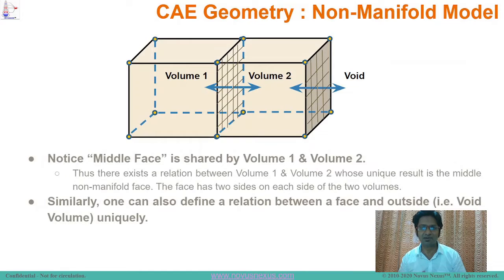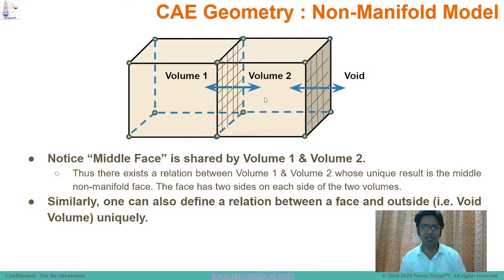Now for practical purposes, we need to have a non-manifold model of our computational domain, and that is required in order to carry out the meshing with different volumes in a geometry. So let's first understand what is a non-manifold model. You can see on screen there are two volumes, volume 1 and volume 2. These two volumes represent two cube structures and they are touching each other.